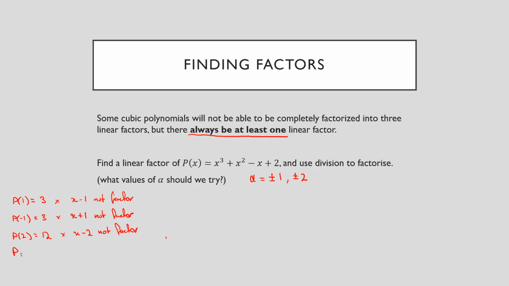And we could try P of -2, which is the only one remaining. And so yes, that one indeed gives us a remainder of 0. So finally we found that x plus 2 is a factor.